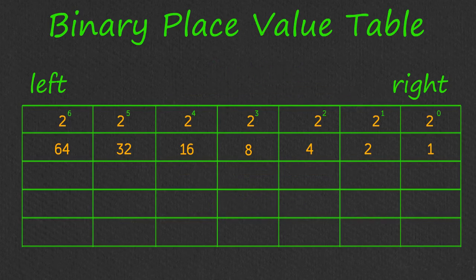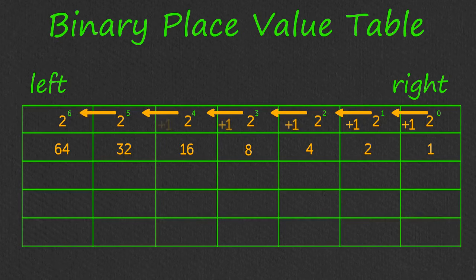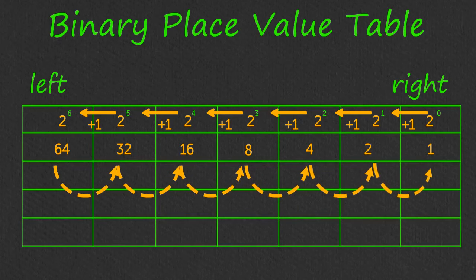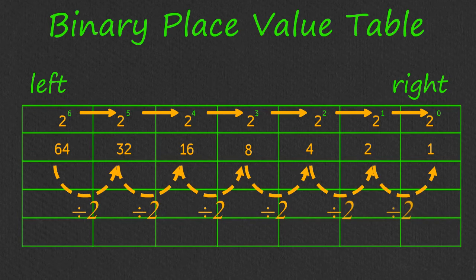How does this compare with the binary place value table? Well, the indices still increase 1 by 1, but the numerical values are now doubling, getting twice bigger, column by column, when moving from right to left. What happens if we move from left to right? In the decimal place value table, the values get divided by 10 and the exponents decrease by 1. However, in the binary place value table, the values get halved while the exponents still decrease by 1 column by column.